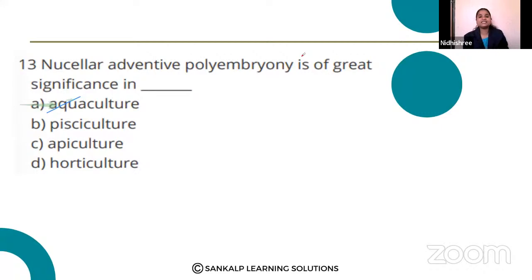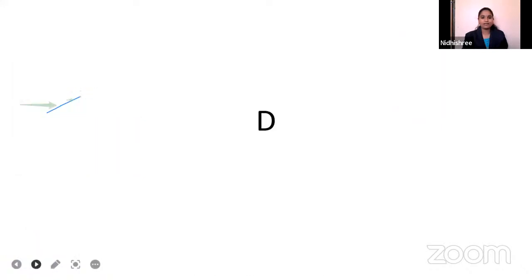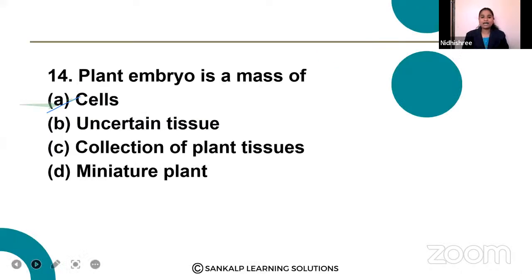So this technique is used in horticulture. The right answer is horticulture. Yes. Next question. Plant embryo is a mass of A. cells, B. uncertain tissue, C. collection of plant tissue, D. miniature plant. It is a mass of what?